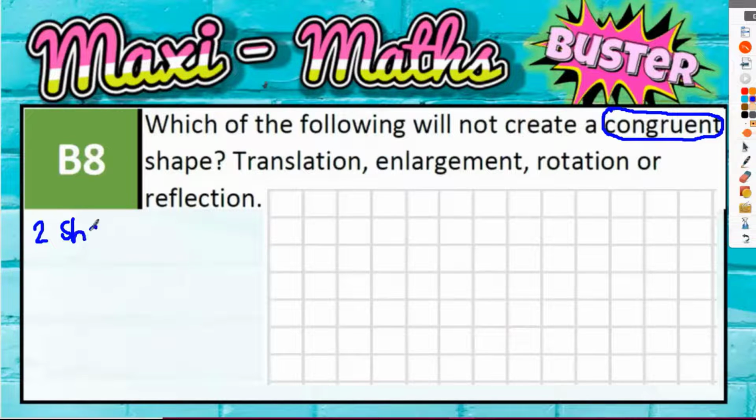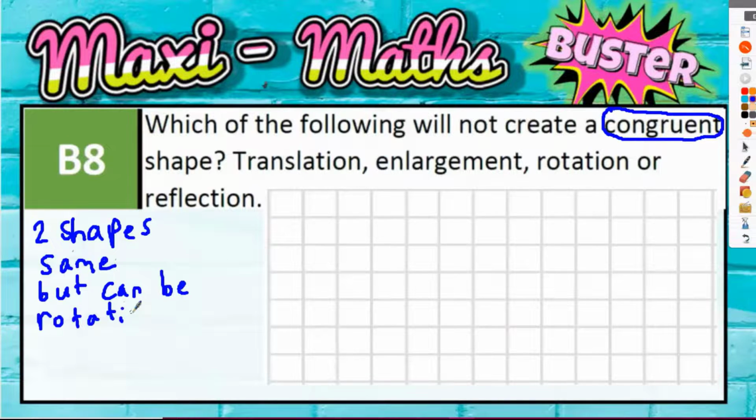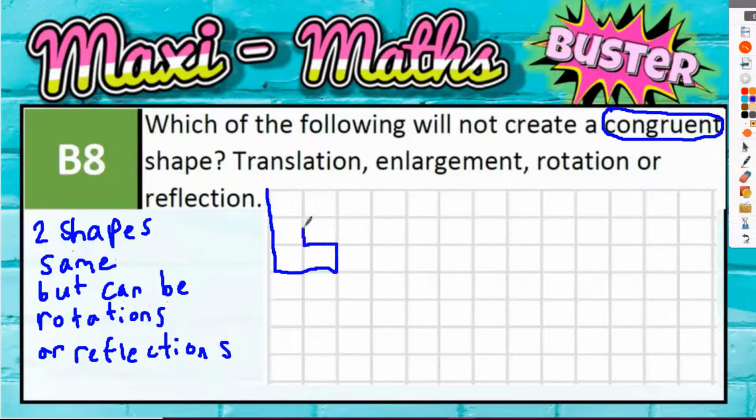So two shapes which are the same, but they can be rotations or reflections of one another. Okay, now that will become clear when we actually start to look at some shapes. So, for example, if I was to draw a very basic L shape, like this on my grid, if I was to reflect it, so if that's my reflection line, my reflected L shape would look like this.